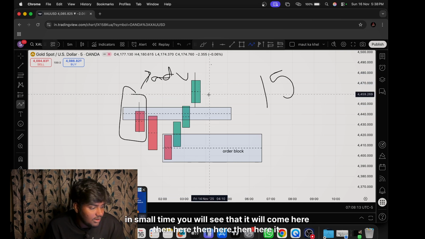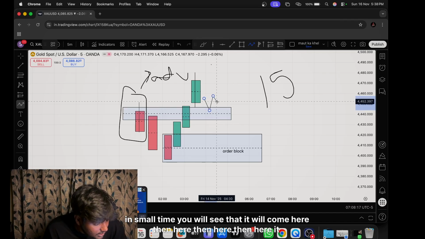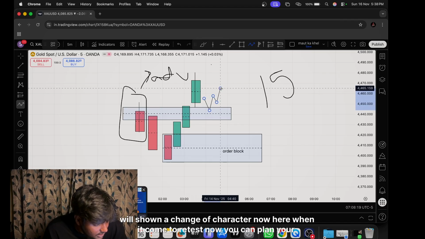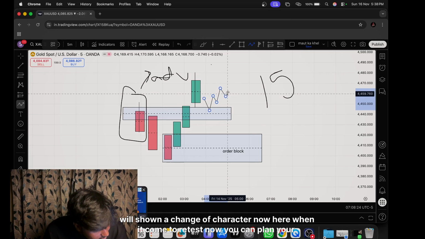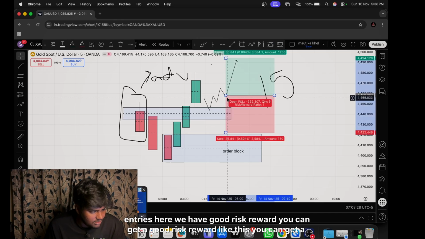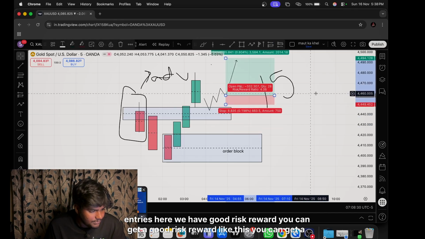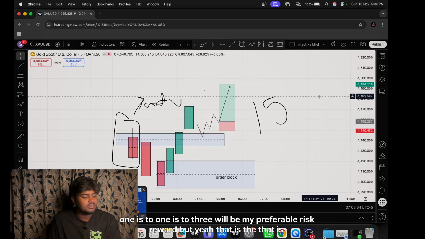Like this, I have made a bit wrong. Let me refine this. Yeah, even in small time you will see that it will come here, then here, then here, then here. It will show a change of character. Now here, when it comes to retest, you can plan your entries with a good risk reward. Like this you can get a 1 is to 3, which will be my preferable risk reward.